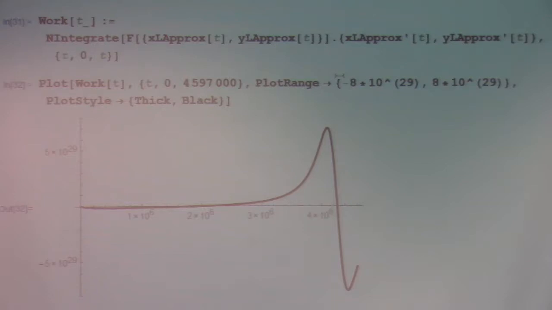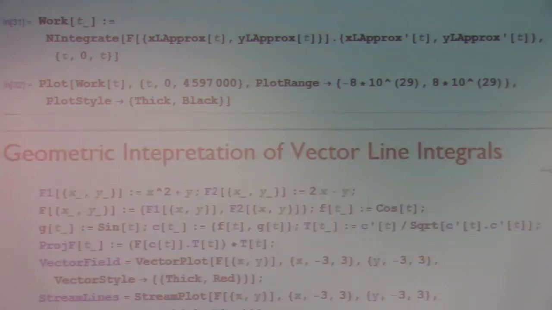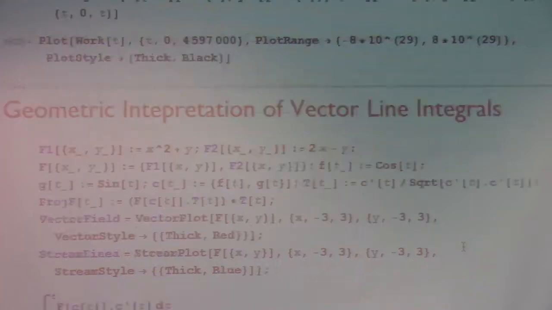I was trying to make a graph of the work done. This doesn't seem right to me. I'm going to try to fix it at some point and get it back up on Google too. But that can relate to thinking about the work done by a force.